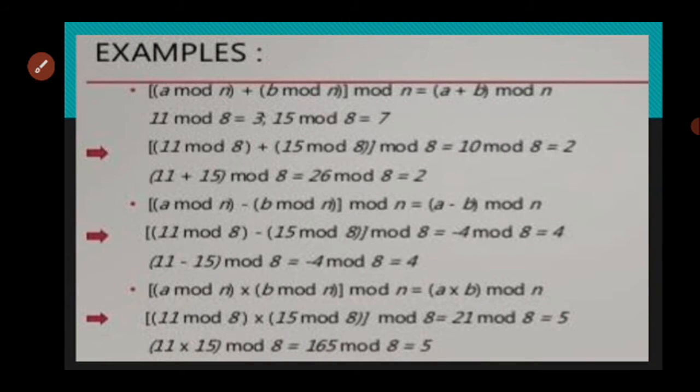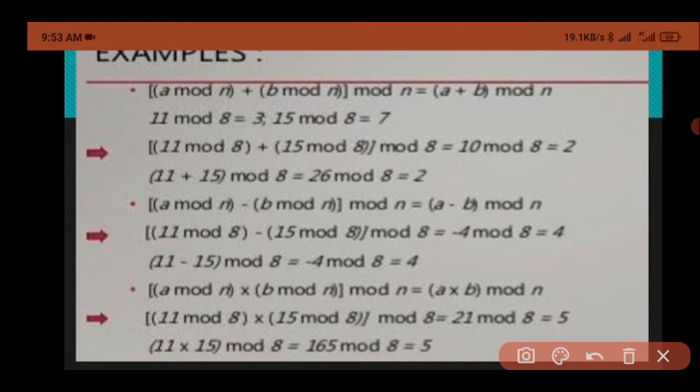Some more examples are there. A modulo n plus B modulo n, modulo n, equals A plus B modulo n. Or we can understand it another way: if A and B are taken modulo n, then A and B will be added. Got it? Similarly, for the second property, A modulo n minus B modulo n, taken together, will be subtracted modulo n. Similarly for multiplication.